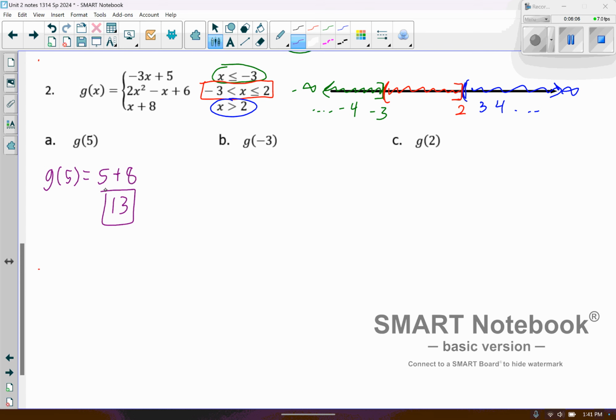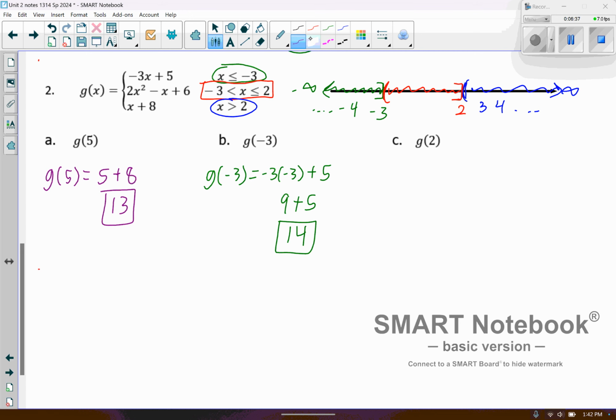Okay, the next one is -3. Well, -3 is one of those border values right here, but it's bracketed into the green part, so that's going to go to our first equation right here. So g of -3 is going to be -3 times -3 plus 5. Well, -3 times -3 is 9. 9 plus 5 is 14.